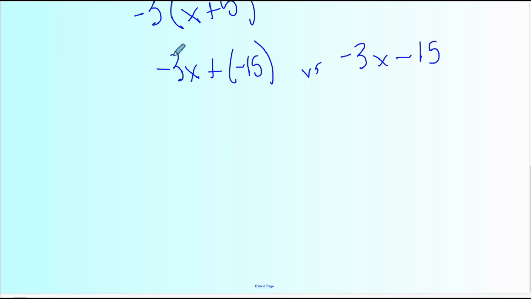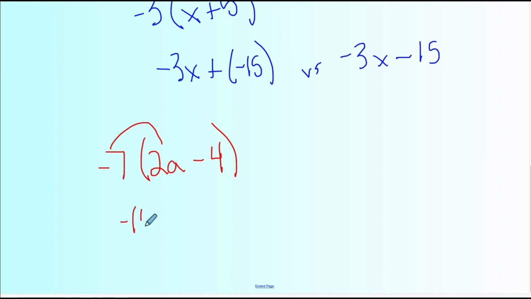Let's do negative 7 times 2a minus 4. So negative 7 times 2a would be negative 7 times 2 is negative 14a. And then negative 7 times 4 is negative 28.